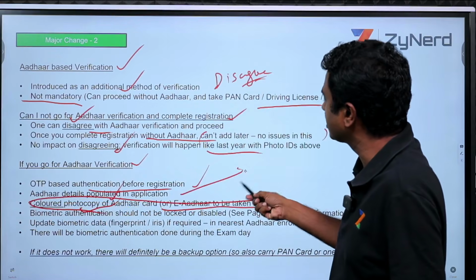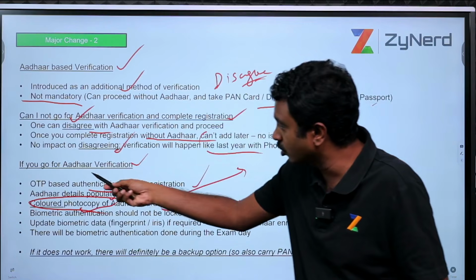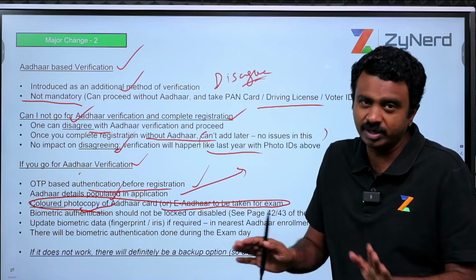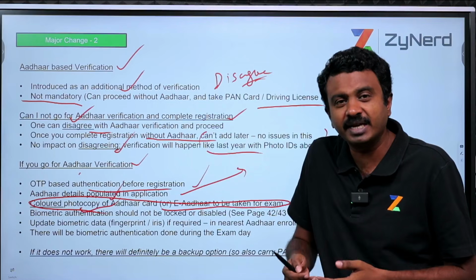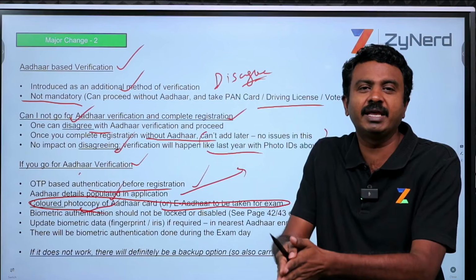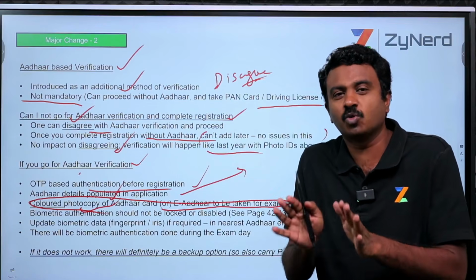This Aadhaar details are populated in the application only for those who go for Aadhaar verification. Is it going to be a problem for others? No, it is not going to be a problem. Is it going to be an advantage for me because these details are populated? It will help or enable NBE to verify it easier is what they say.